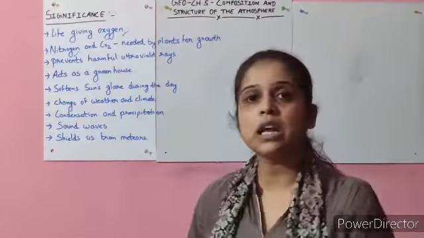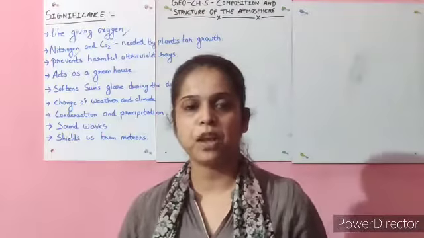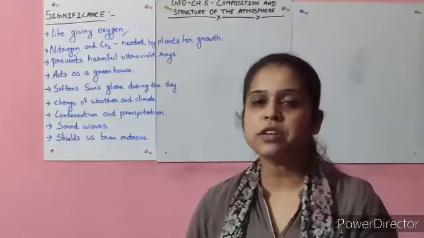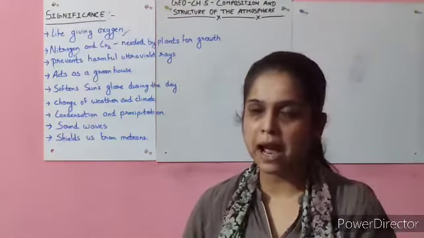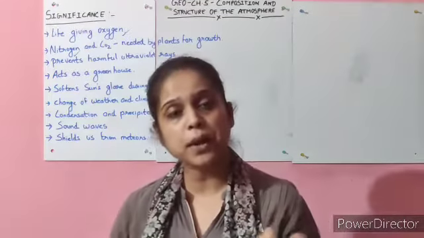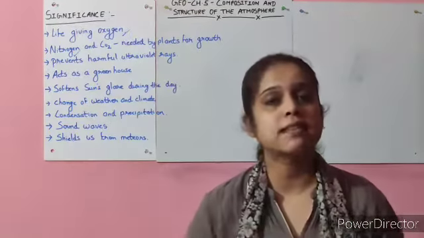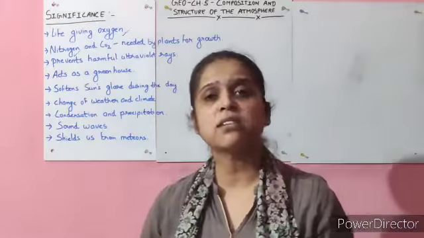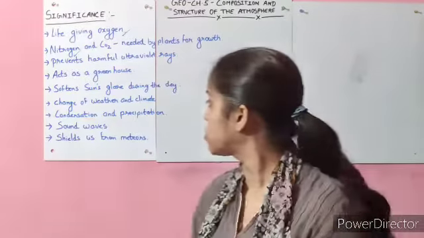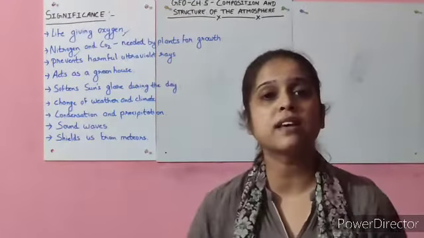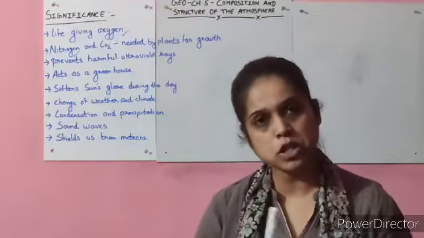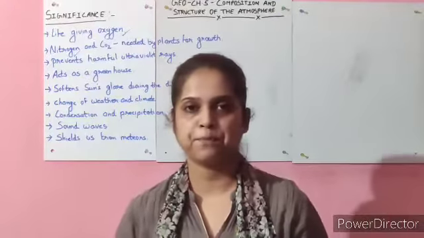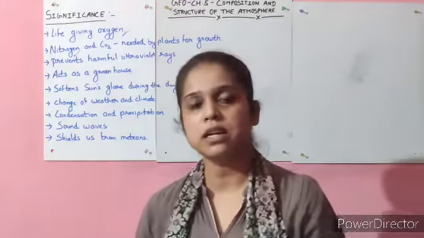So these were certain importance of atmosphere. First one was, it has oxygen, which is required by us. Nitrogen and CO2 required by plants. Then it acts as a greenhouse. It softens sun's glare. It protects us from ultraviolet rays. It protects us from meteors. The change of weather and climate also happens because of the atmosphere, and the sound waves also travel through air. I hope all these importance are clear to you.